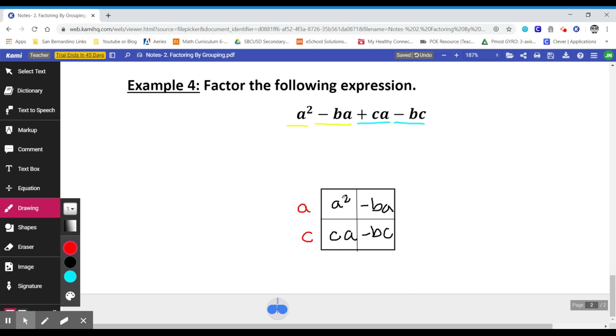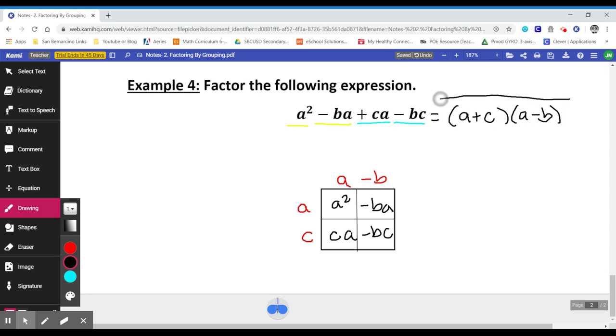What can I take out of the first column? It looks like I can take out another A. And if you look at it, check the box, make sure everything matches up when you multiply it. And it looks like it does. And finally, what can I take out of these two? It looks like I can take out a negative B. Again, go ahead and make sure that everything matches up when you multiply it out. If it does match up and everything is fine and dandy, then all you got to do is write your answer. The two factors for this are A plus C multiplied by A minus B.